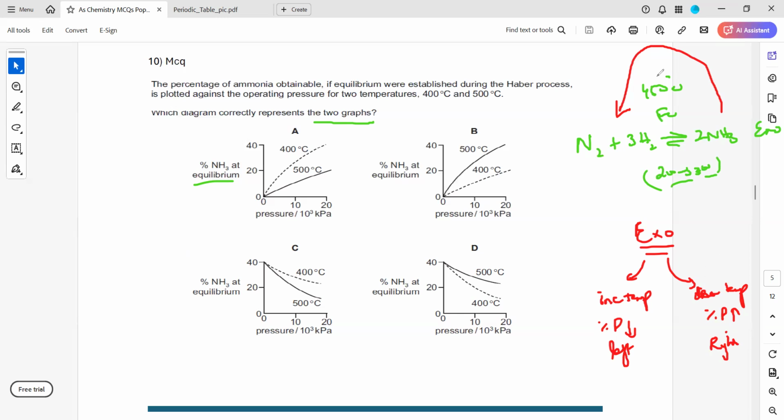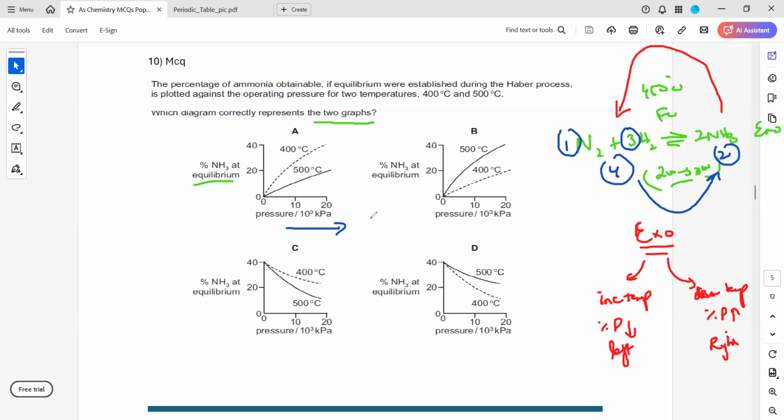And then what is the effect of the pressure? On the x-axis we have pressure. If we increase the pressure, equilibrium will shift towards the side of fewer moles. Here we have 1 mole and 3, so total 4 moles, and 2 moles. So if we increase the pressure, equilibrium will shift towards the side of fewer moles, so it will shift to the right hand side. We'll get more ammonia.